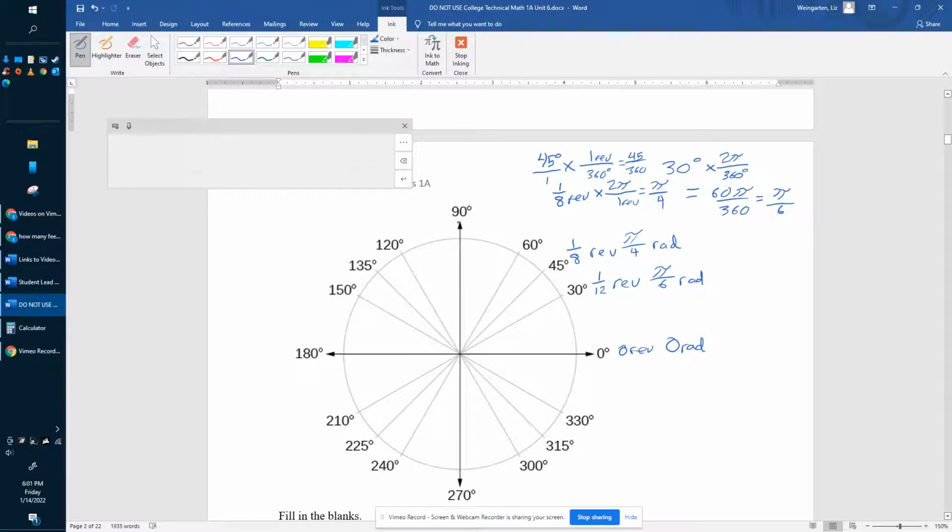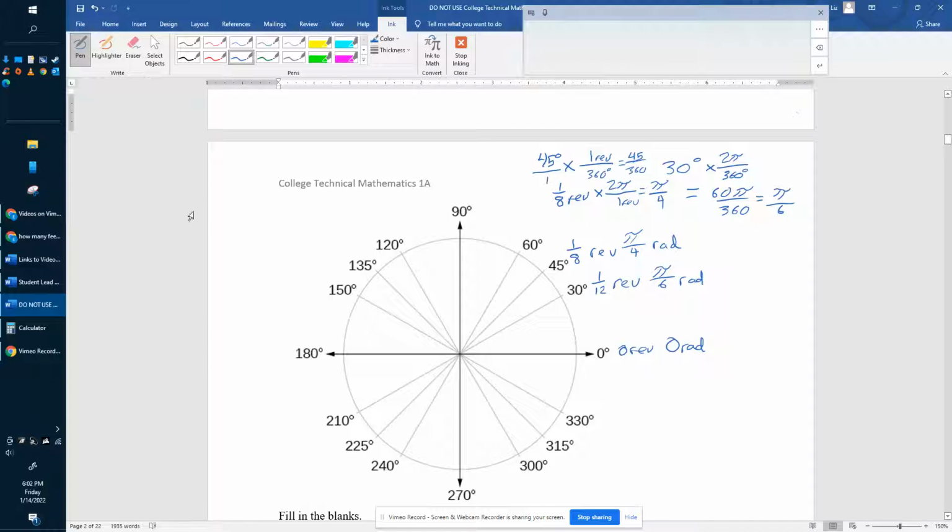I'm just going to do this first quadrant and then we can move on. So how about 60 degrees? Let's straight up convert 60 degrees to revolutions. We've got degrees on the bottom, 1 revolution on top, equals 60 over 360, which is 1/6. So 60 degrees is 1/6 of a revolution.